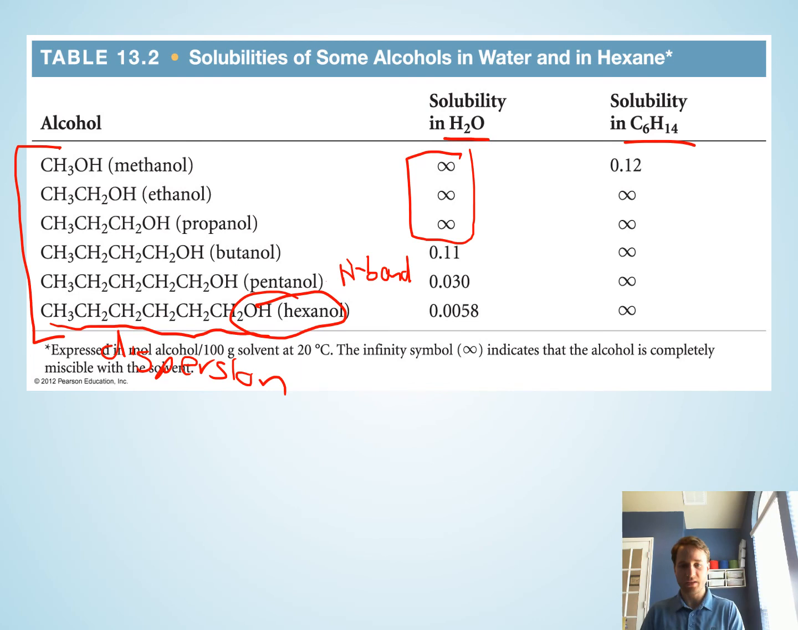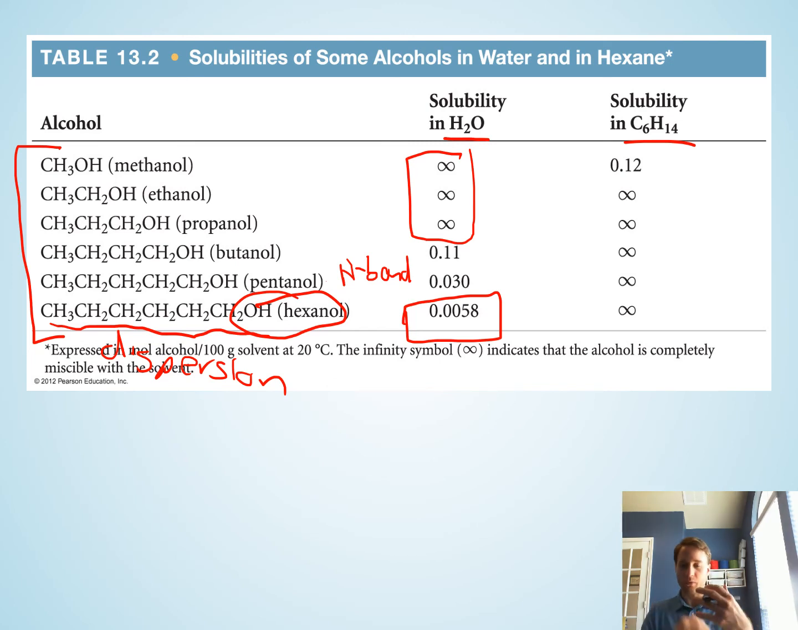But when I get to things like hexanol, it is soluble, but not a lot. I can mix a little bit of hexanol in water and it will dissolve, but not a lot. And again, it's because I have to break apart a lot of water molecules to fit in this hexanol, and there's a lot of that hexanol that just has dispersion intermolecular forces, and so it's not going to optimally dissolve in this solution.